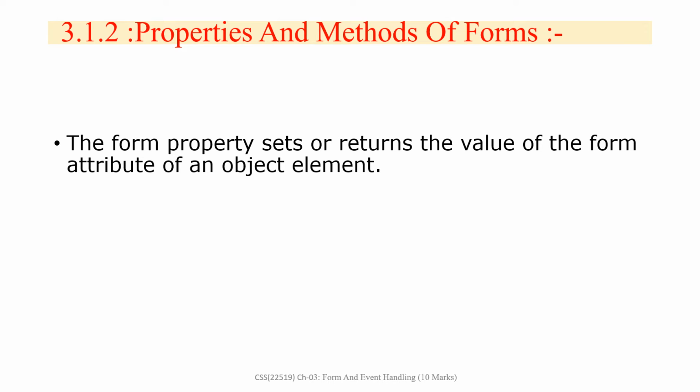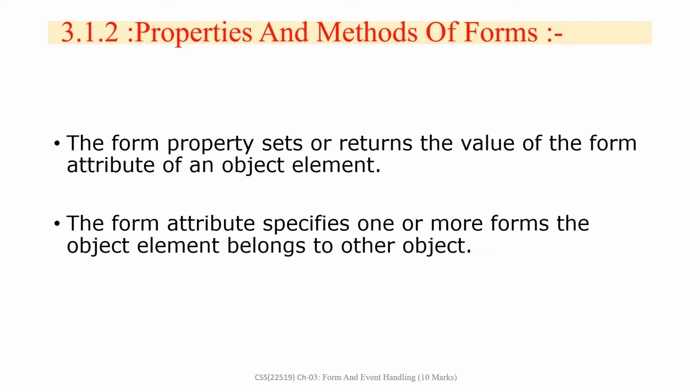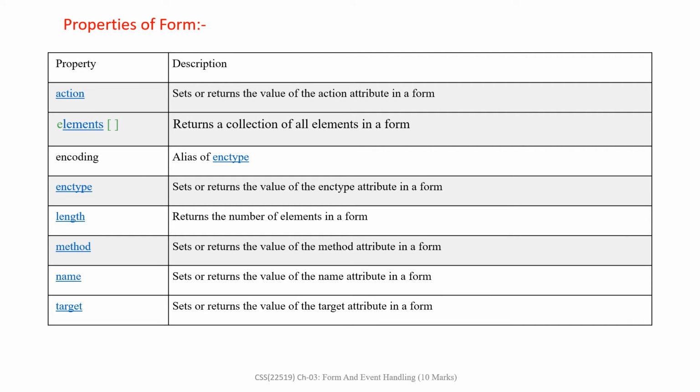The form property sets or returns the value of the form attribute of an object element. The form attribute specifies one or more forms the object element belongs to. So we will see some properties of the form. These are the properties of the form and these are the descriptions. The form object represents a form element in HTML.